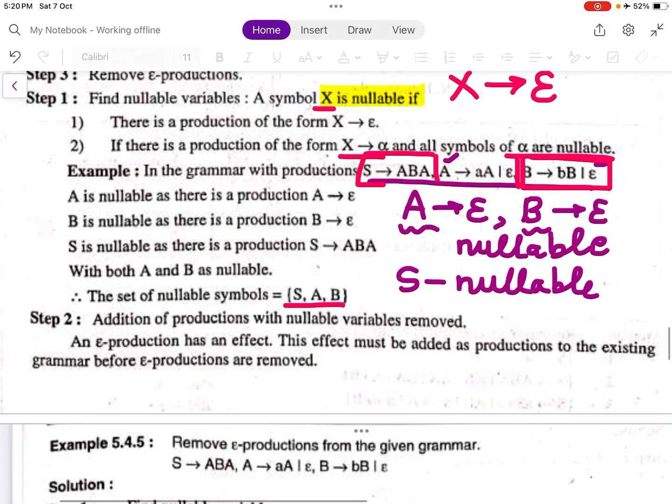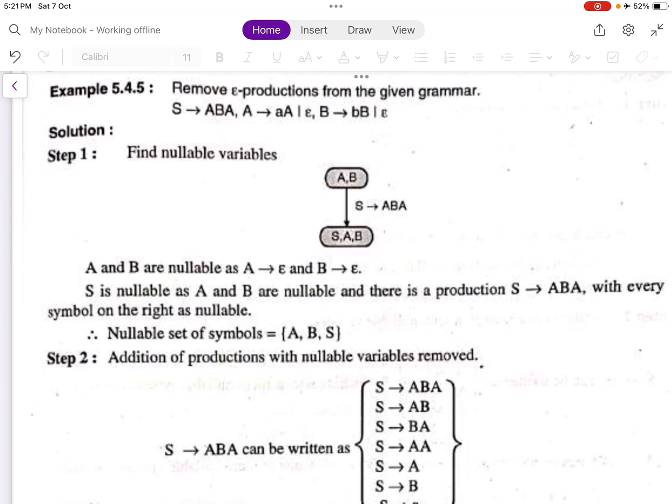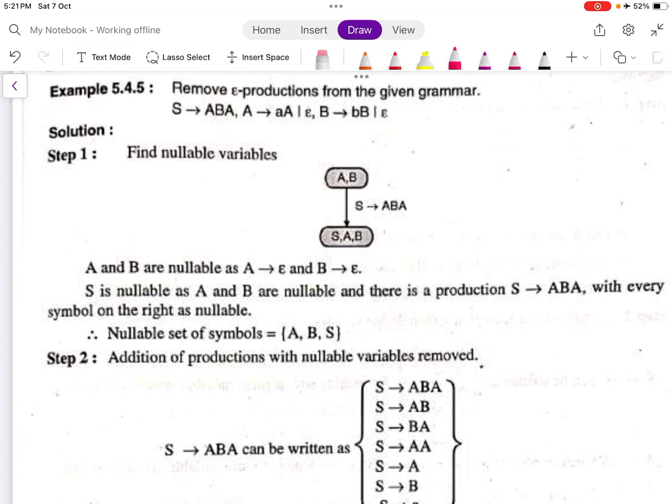Step number 2, addition of productions with nullable variables removed, where the epsilon production has an effect. This effect must be added as productions to the existing grammar before epsilon productions are removed. So let's see an example to get a clear picture. Remove epsilon productions from the given grammar. You have been given a grammar and you have been told to remove the epsilon productions. So find the nullable variables.